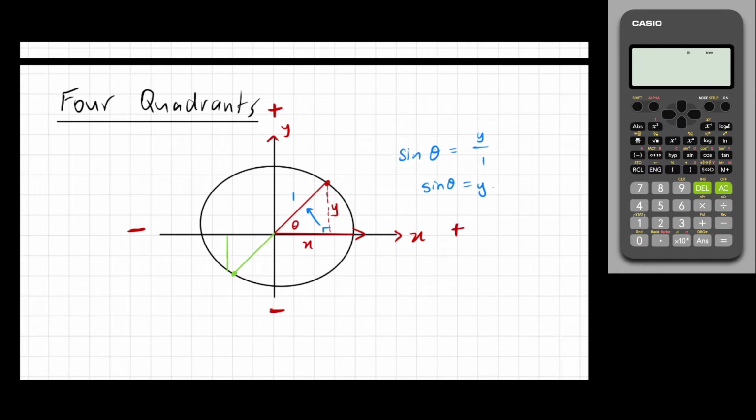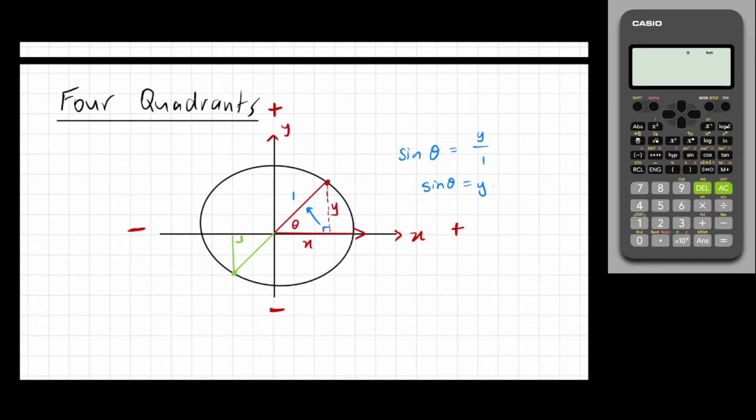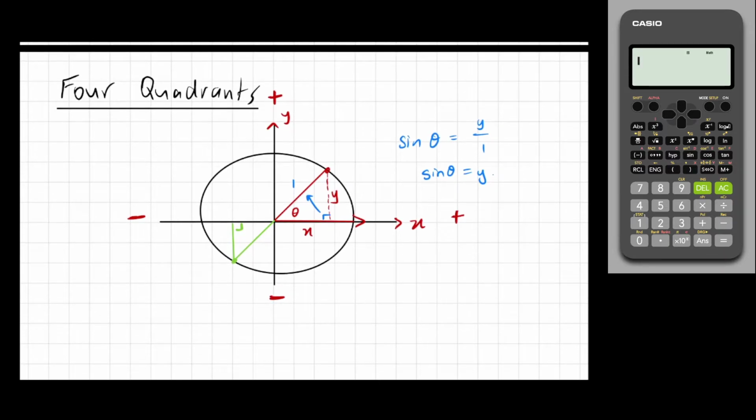Now, whenever we measure in the unit circle, we always measure from the x-axis. So I don't want to make a triangle going like this. This is a big no-no. I always want to measure my triangle coming down. And this is really important in a moment when we talk about our values. Now, let's have a look at this one.